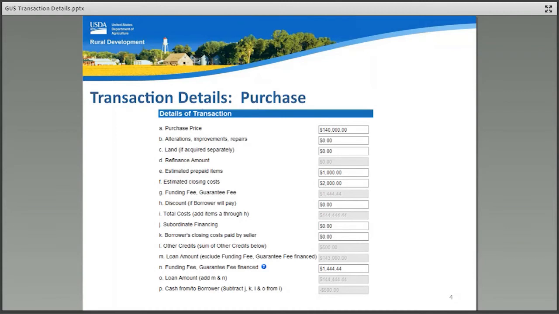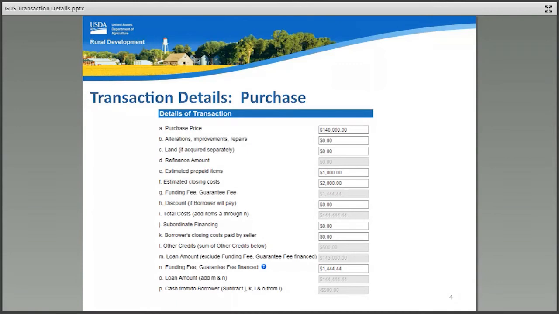This slide shows an example of a purchase transaction. New construction transactions must be entered as a purchase in GUS. The user should complete the applicable data fields, which may include the purchase price. Enter the contract purchase price for the dwelling. That is under A.